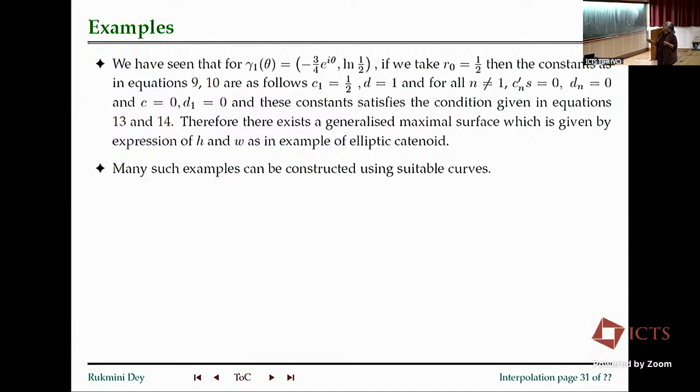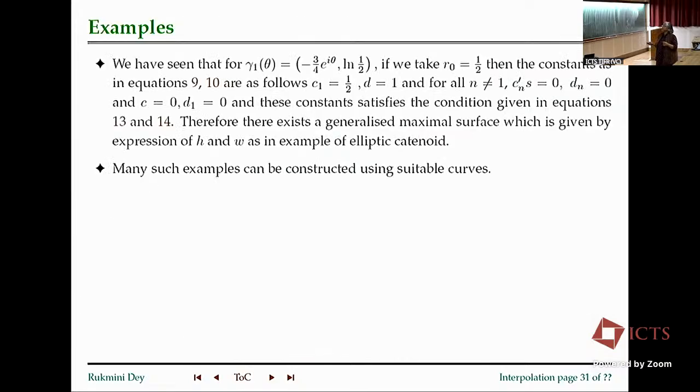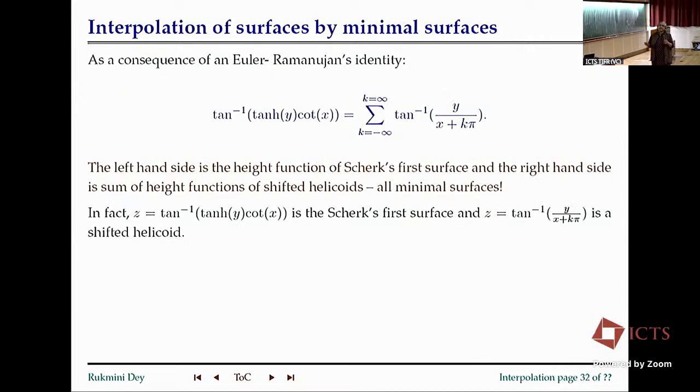Okay, and if you take gamma 1 is this, and R naught is half, Cns and Dns are 0, only C1 is half, D1 is 1, you get the example of the elliptic catenoid. So you can take various coefficients like this and try to construct many examples this way. These are very natural conditions actually, because it's an if and only if question. You can construct many examples by choosing your Cns and Dns appropriately. Okay, any questions? Now I will go to the next topic.